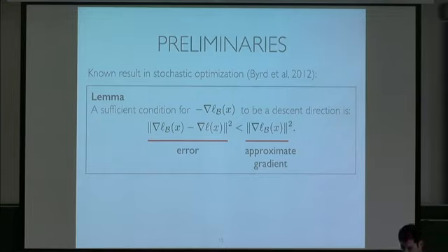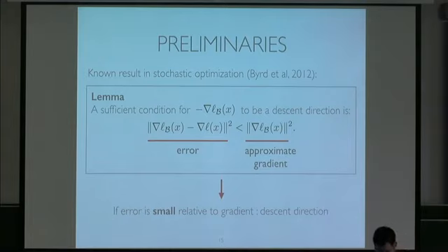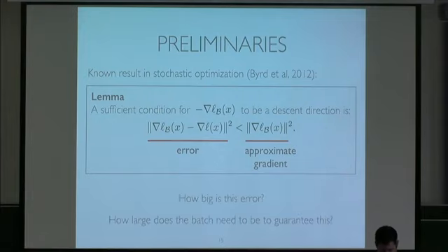So this is essentially just saying that to guarantee the descent direction, you need the error in the gradient to be relatively small, right? Relatively small error in the gradient will guarantee you a descent direction, and then the error will keep going down. Is it like expectation or?